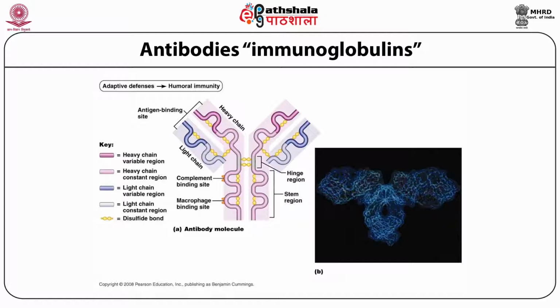In the case of the heavy chain, the specificity of the immunoglobulin is dictated by the constant region of the heavy chain. If you see the different isotypes of immunoglobulin, you have IgA, IgG, IgD, IgE, or IgM. There are five classes of immunoglobulins.